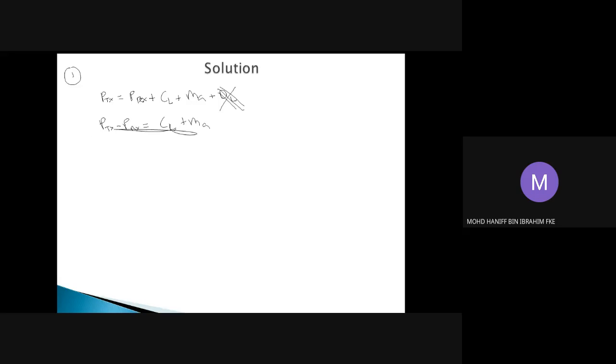Let us proceed to the left hand side first. For system number 1, the transmit power is 0 dBm minus the receive power sensitivity of your receiver, which is negative 50 dBm. This is in dBm value, and it equals the channel loss. The channel loss is equal to the effect of your fiber attenuation plus the loss induced by the connectors and the loss induced by the splicers.